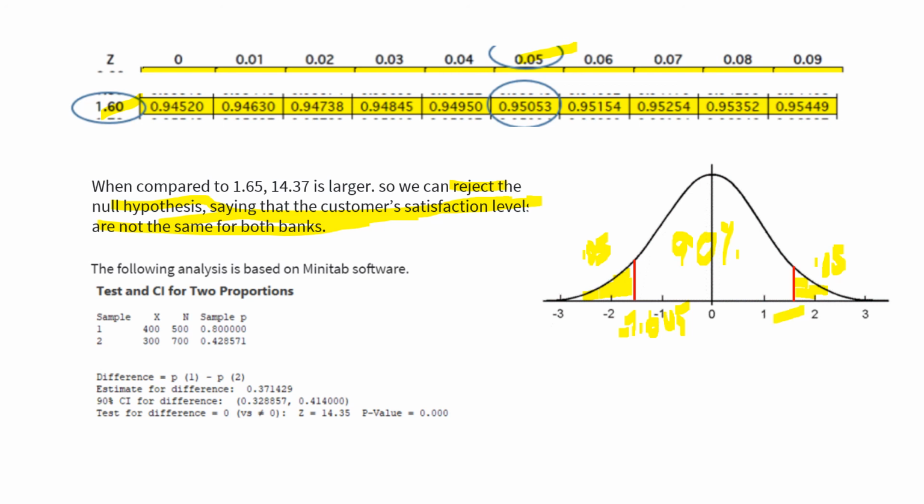Over here, the Z value found is 14.37. Where is that? Here you have up to 3, so 14 would be somewhere pretty far. So we can certainly reject it. It is in the rejection zone. Anything on this side or this side is in the rejection zone. So we can easily say that the null hypothesis can be rejected. Customer satisfaction levels are certainly not the same for both the banks.